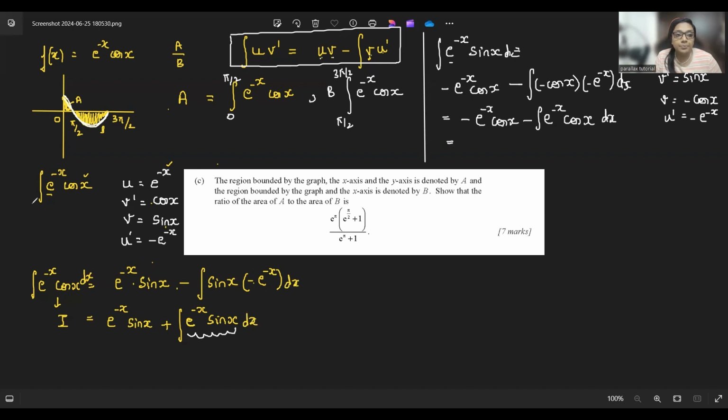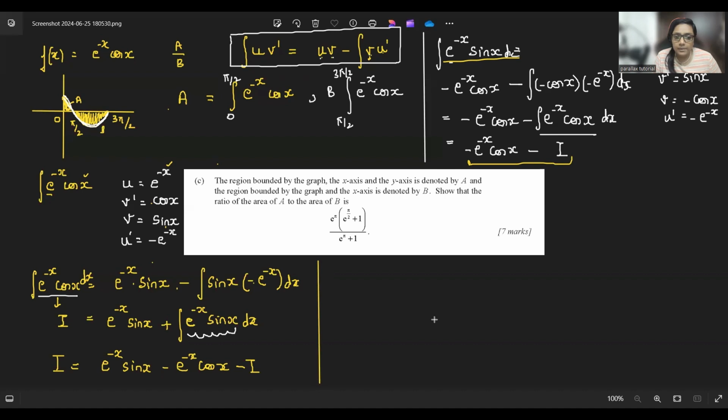Okay, right. Now, if you have a look over here, this is again nothing but your I. Remember, this was I. So this is just minus e to the power minus x cos x minus I. Putting it back over here, that is putting the value of the integral of e to the power minus x sine x dx, which we calculated from here, back into the equation, we get I is equal to e to the power minus x sine x minus e to the power minus x cos x minus I, right? Let's put the I's together. What do we get?